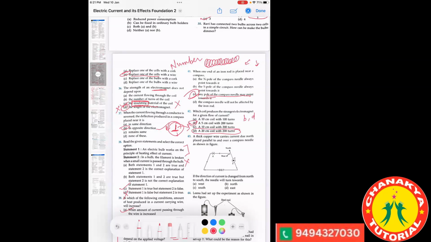So when we talk about the electromagnet, it depends upon the length as well as the coils. Coils are 200 turns, which is correct. But when we talk about the length, the less the length, the stronger it will be. Here the 20 centimeter is very lengthy. It should be short. That is why the answer is 5 centimeter coil with 200 turns. The number of turns should be more, but the length should be less for the electromagnet to be stronger.